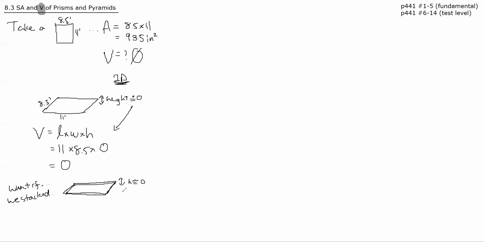Nah, it's still very close to 0. It's not even 1 millimeter, right? But what if I stacked 3 pieces of paper? Is the height still 0? Yeah, I guess you can argue. But what if I stacked 500 pieces of paper? In other words, what if I had a ream of paper?